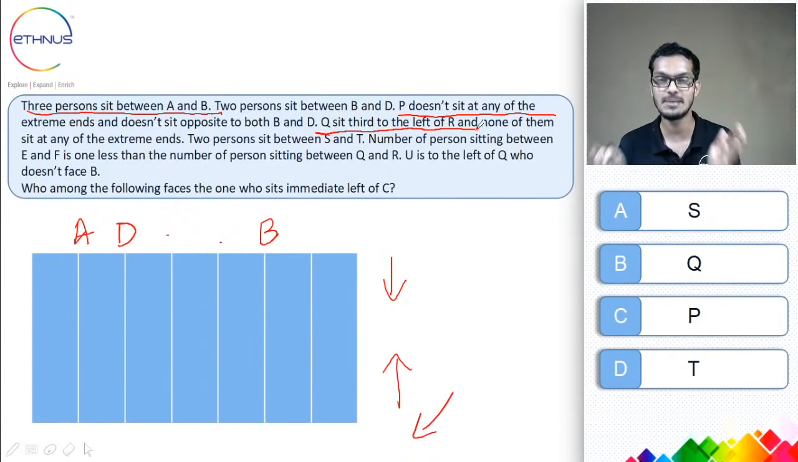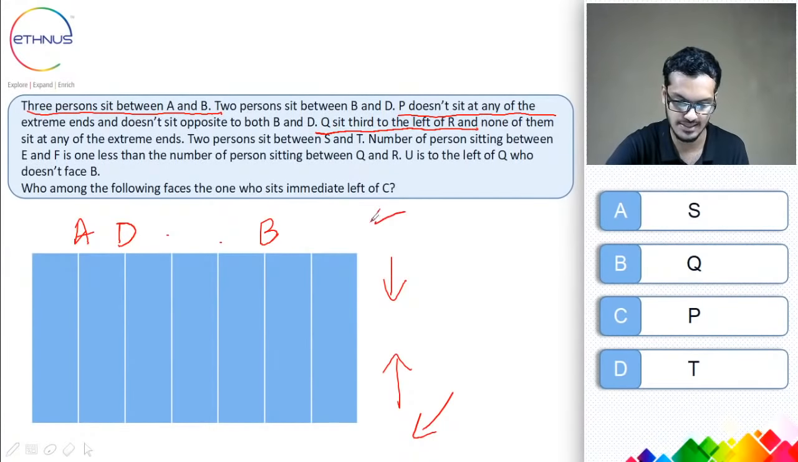So the number of people between E and F will be 1 less than that. That is what they have mentioned. So 1 less than that means third to the left, the difference between them is 2. So the difference between E and F will be 1. And where do you need to write E and F? E and F has to be written here.